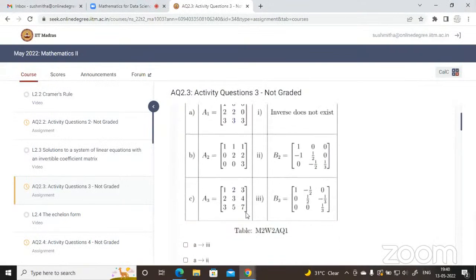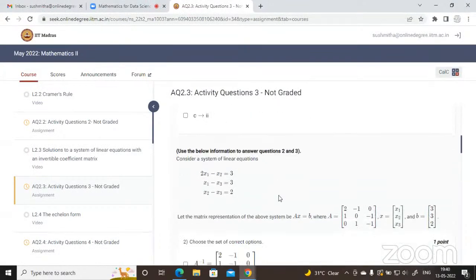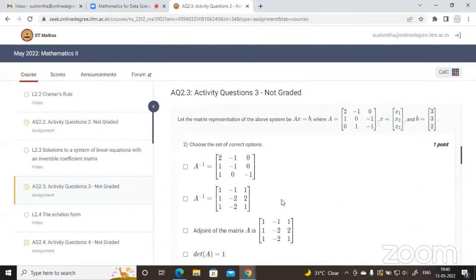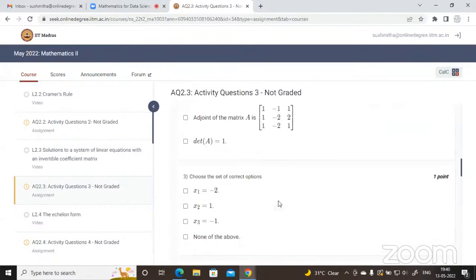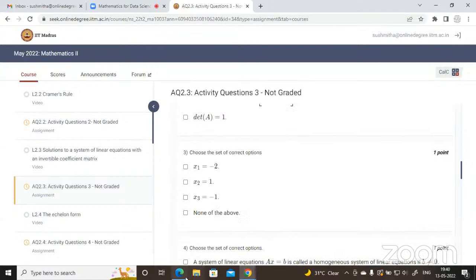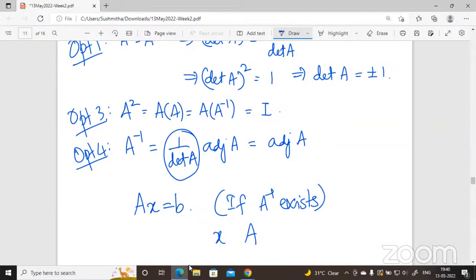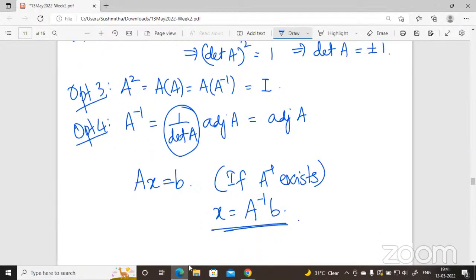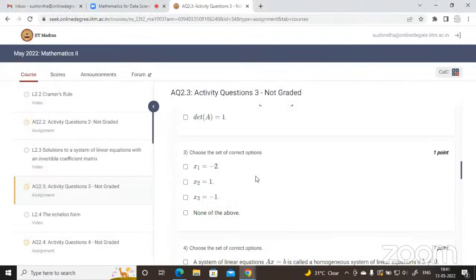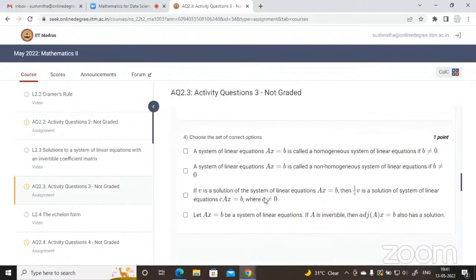Here you just calculate the inverse and all that. Here it's a system, inverse, determinant. So this is related to that, right? If AX is equal to B, if A inverse exists, then the solution is A inverse B, right? So using that, we can do this problem.